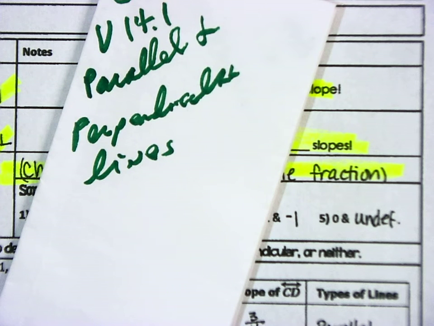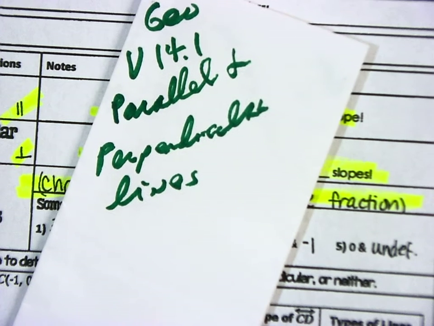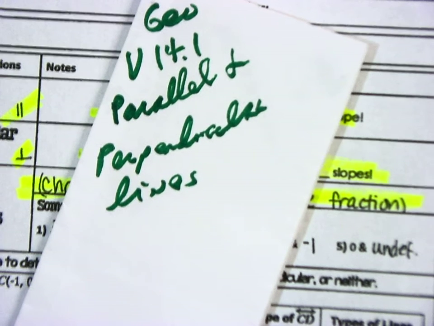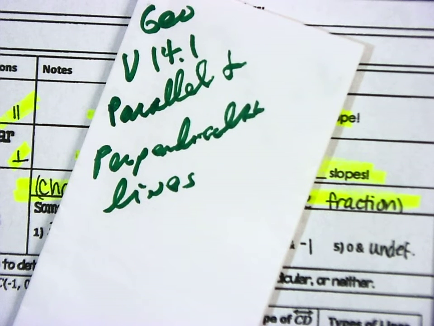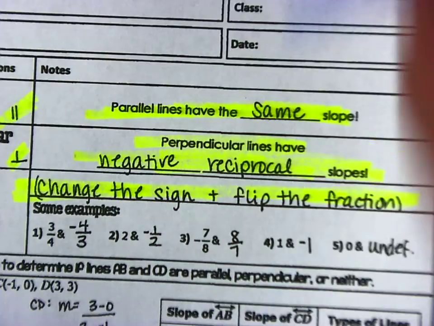This is Geometry Video 14.1, Parallel and Perpendicular Lines. We're talking about their slopes, okay? That's okay, we got really good notes for you.